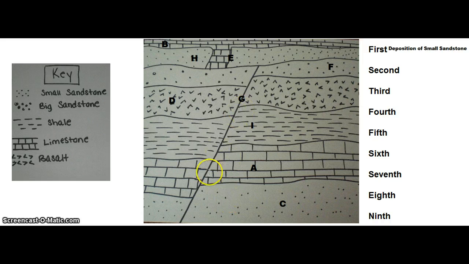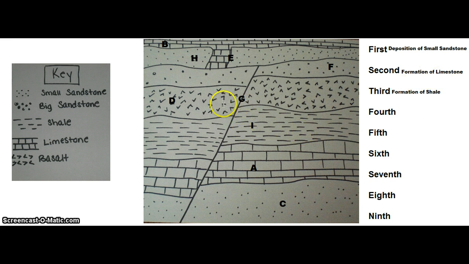Since we know that this fault cuts through already pre-existing rock, we're going to go to the next level, and we have A, or if we look at our key, limestone. So since this isn't a sedimentary rock, we're going to write formation of limestone next to the second part. As we keep going, our third part is going to be I, or shale. So next to third, we are going to write formation of shale.